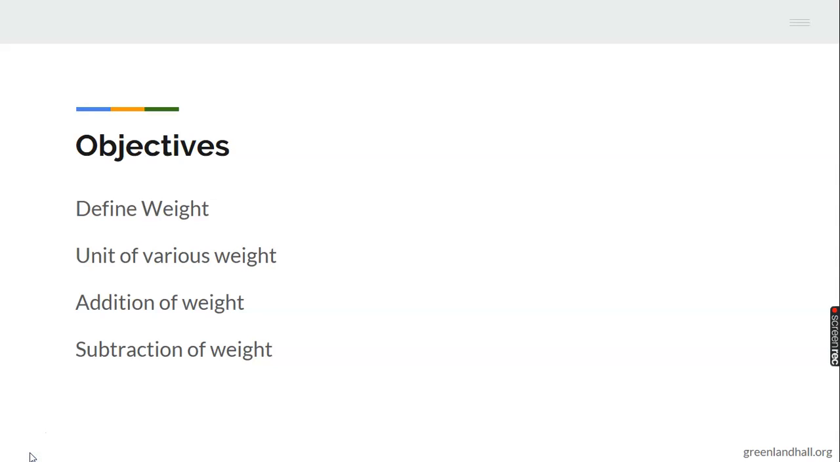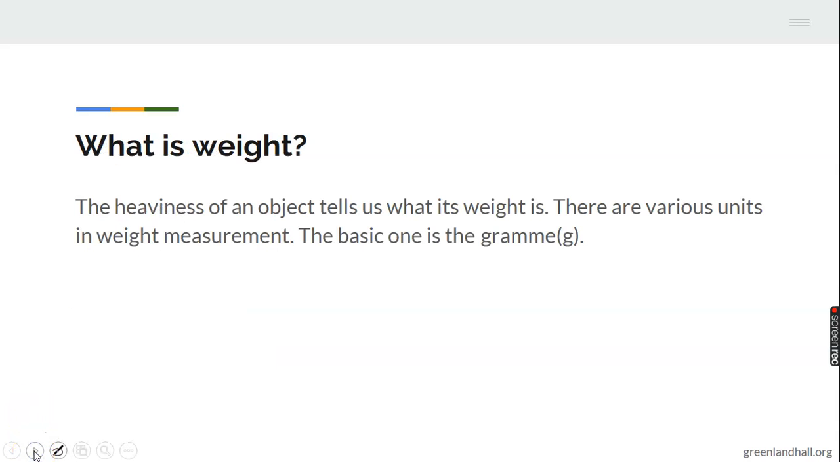So let's get started. In our objective today, you should be able to define weight, state the units of various weights, do addition of weight, and also subtraction of weight. These are the things I expect you to know at the end of the lesson, and you can tell me what they are as a pop quiz. That is our objective for the lesson. So let's get it started.